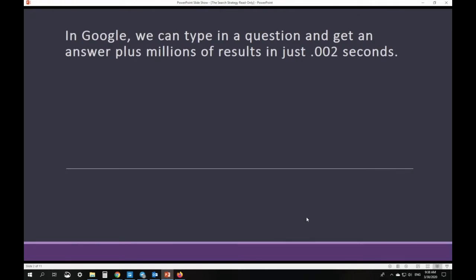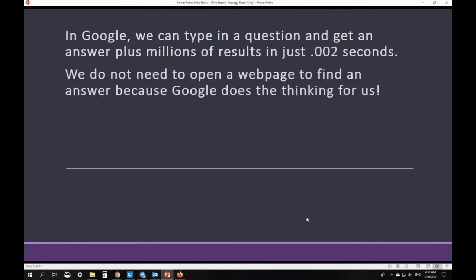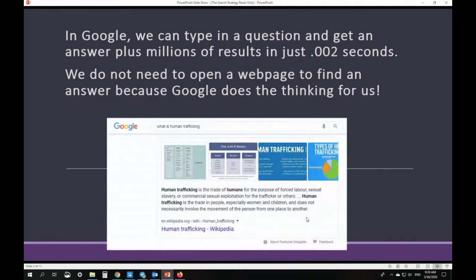In Google, we can type in a question and get an answer plus millions of results in just under a second. We don't even need to open a web page to find an answer for us because Google does the thinking for us. Such as this example. I asked Google, what is human trafficking? And I didn't even need to open a web page because it gave me the answer. It gave me the definition of human trafficking.